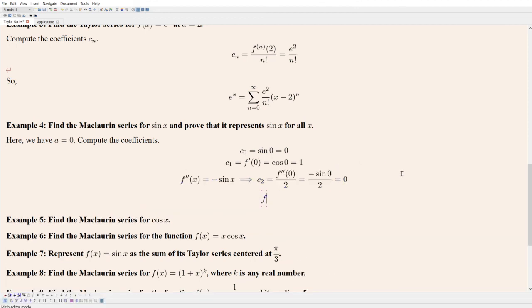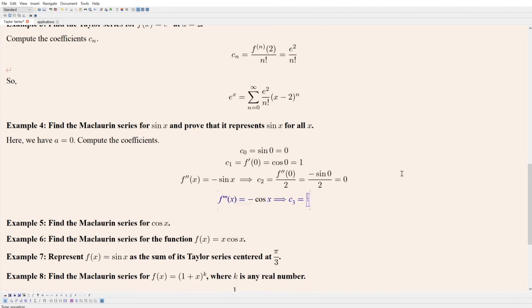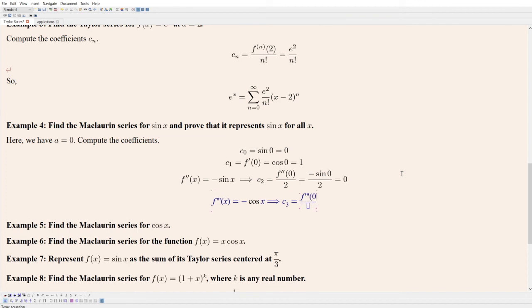Okay, for the next coefficient, we're going to need the third derivative. So the derivative of negative sine is negative cosine. So that means the third coefficient is going to be f triple prime at 0 over 3 factorial. So plugging in 0, we get negative 1. We just put the negative there.